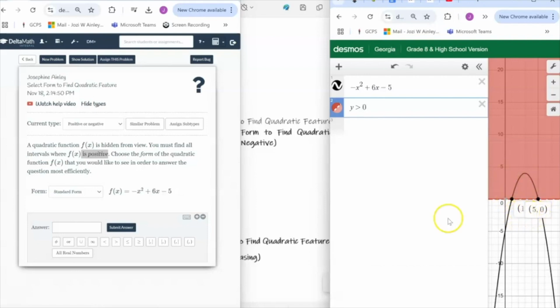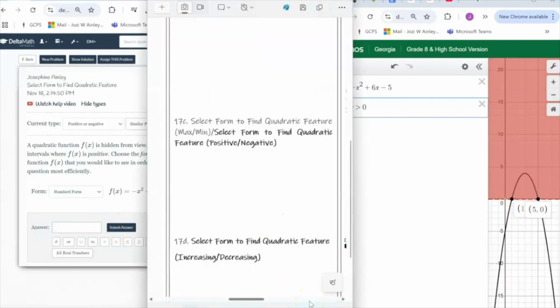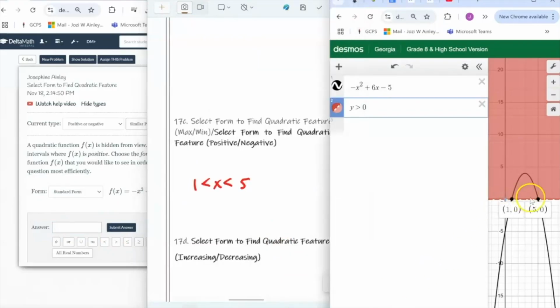1 and 5. All right, now I have two options on how to write this out. Okay, so I can say it's between 1 and 5. So what is between 1 and 5? My X coordinates, right? My X coordinates are between 1 and 5. Now I don't include 1 or 5.